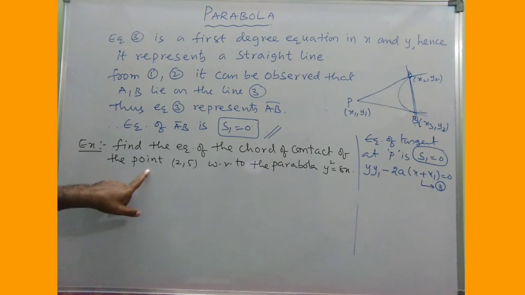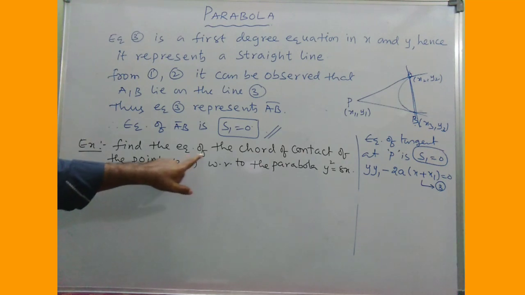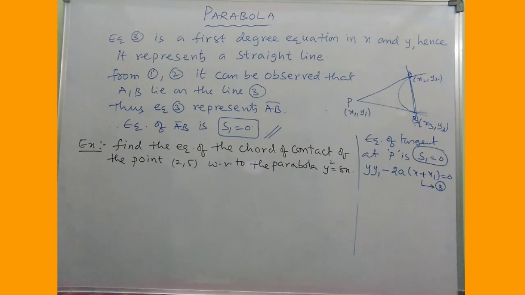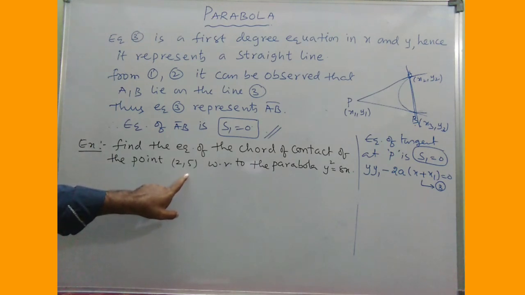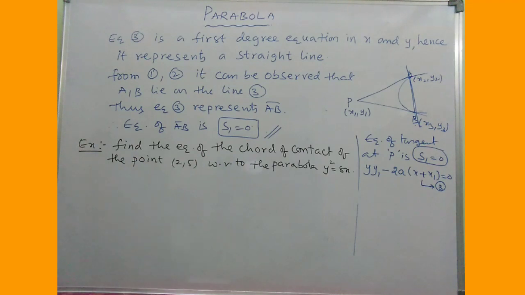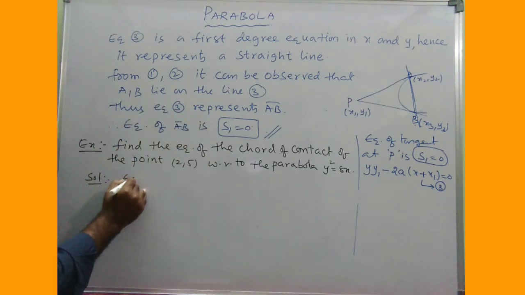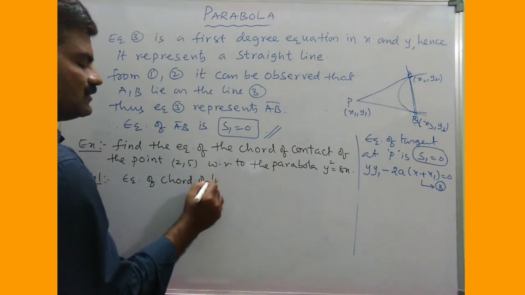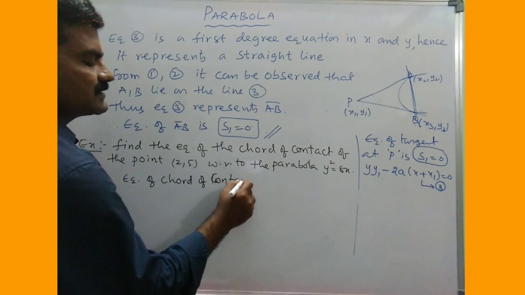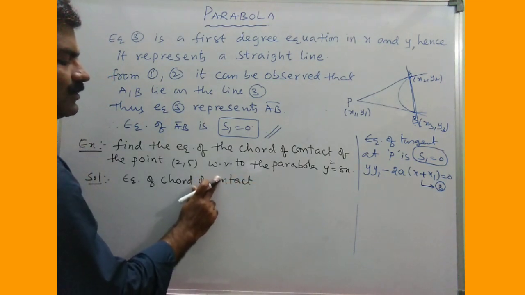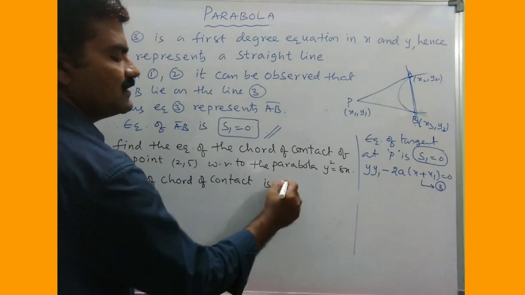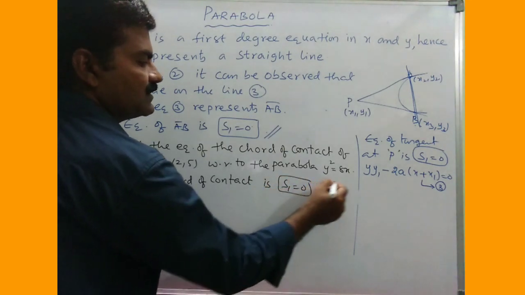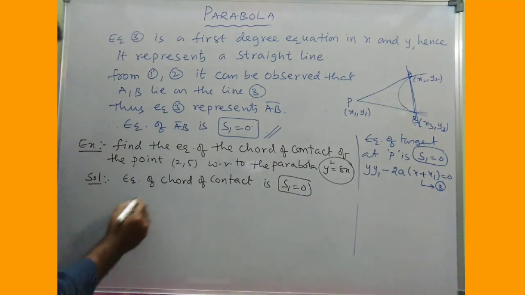So let us consider one example. Find the equation of the chord of contact of the point 2, 5 with respect to the parabola y square equals 8x. So clearly from the above theorem, what is the formula for the equation of chord of contact? The equation of chord of contact is S1 equals 0. So can you write the S1 format for this parabola?